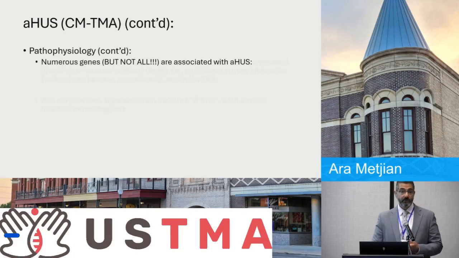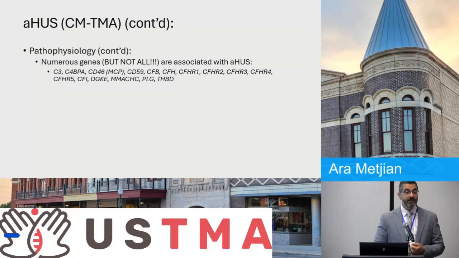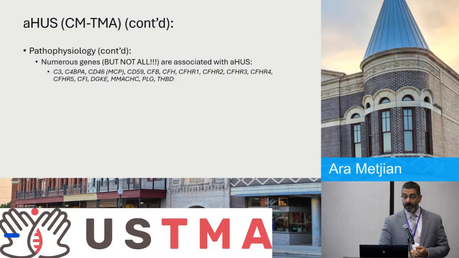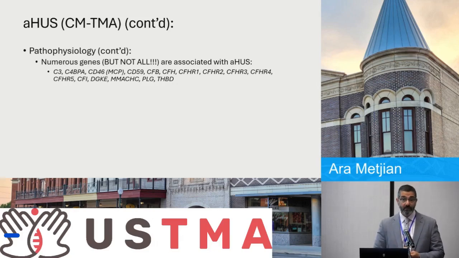So part of the process, we try to figure out, okay, is there a genetic component? You might see someone run what's called an NGS, a panel of all these genes. As far as we know for now, knock on wood, these are all the genes that we know of, but we know that we're missing about 40%. This is just a list of genes that are involved in the control of the alternative pathway of complement.